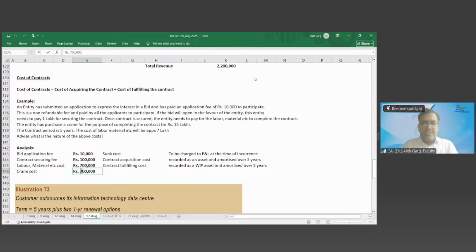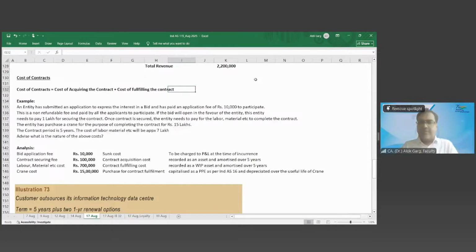Now when you see this Excel file, you will always be able to remember. This crane is purchased for contract fulfillment, but will it be amortized over 5 years? No, it has to be capitalized as PPE, a tangible asset, under Ind AS 16, and depreciated. Not over the contract term, but over the useful life of the crane, not the contract period, right? Now this example is complete.